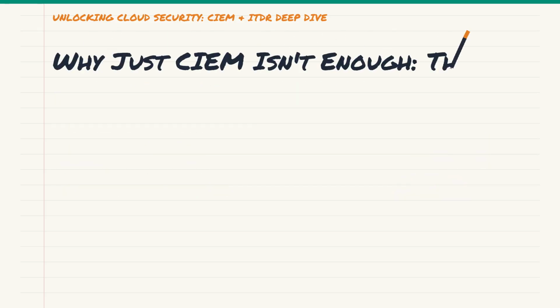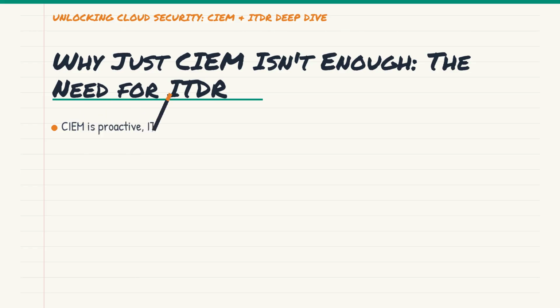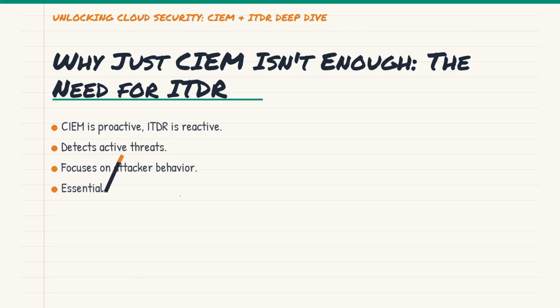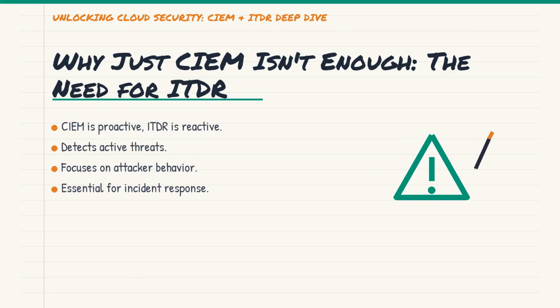Now, SIEM is fantastic for finding and fixing misconfigurations and excessive permissions. It's proactive. But what about when the bad guys are already in your environment? What if they've already gained a foothold and are trying to move around or escalate their privileges? That's where Identity Threat Detection and Response, or ITDR, comes in. It's the proactive detective meets the reactive incident responder.